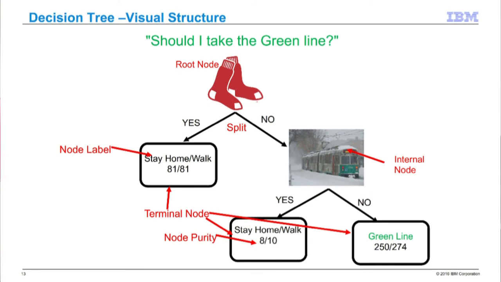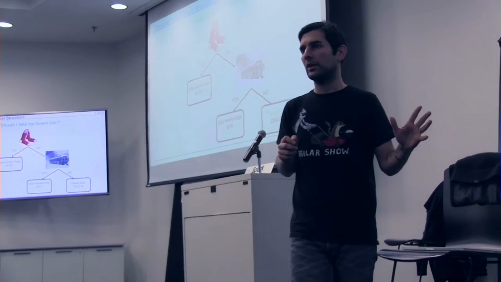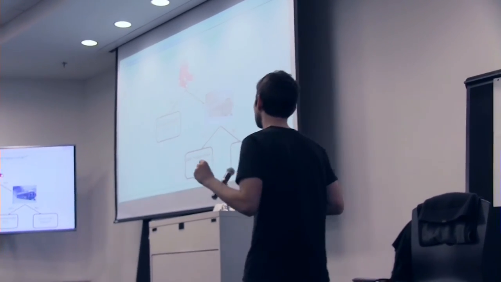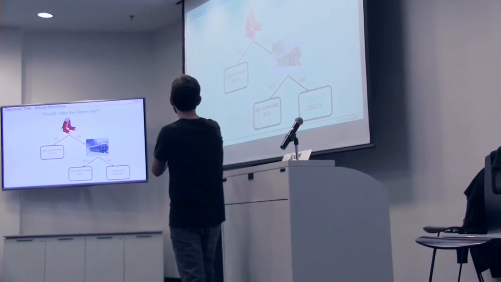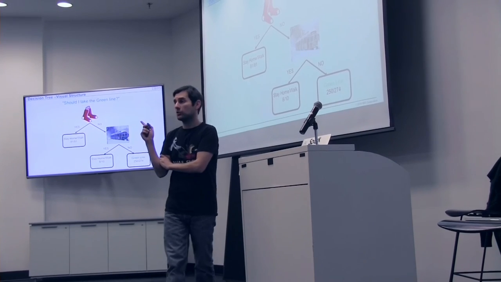So this is a decision tree I often do in my head. And it is, should I take the green line? So when I think, should I take the green line, the first thing I do is I check the Red Sox schedule. And if there's a Red Sox game, then I'm staying home. I do not want to be on the train with thousands of drunk Red Sox fans. I'm a Red Sox fan, but I don't want to be on the train with them on the green line. So when there's a home game, they play 81 home games, I stay home or I walk. Walking is usually faster than the green line anyways.